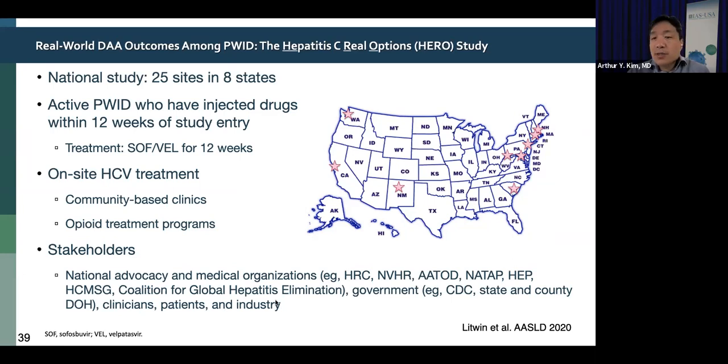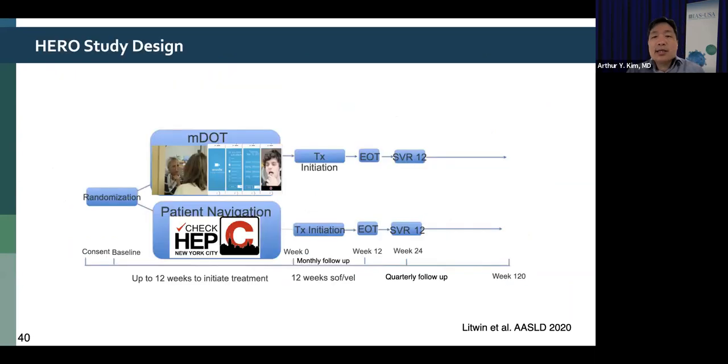And with a variety of stakeholders, I won't go through all of them, this study was informed, both in study design and along the way, by these excellent organizations. And so what did this HERO study do? It was funded by PCORI, and so there really isn't a full control arm in this group. PCORI studies are typically designed this way. They looked at something called a modified directly observed therapy.